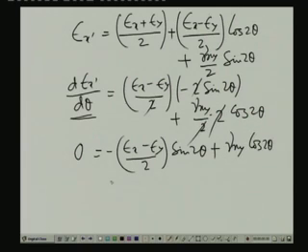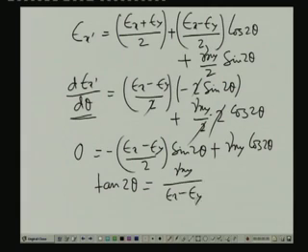Now, this gives us the value of tan 2 theta equal to gamma xy by (epsilon x minus epsilon y). Sorry, this 2 goes up. This 2 gets cancelled. So, tan 2 theta is equal to gamma xy by (epsilon x minus epsilon y).